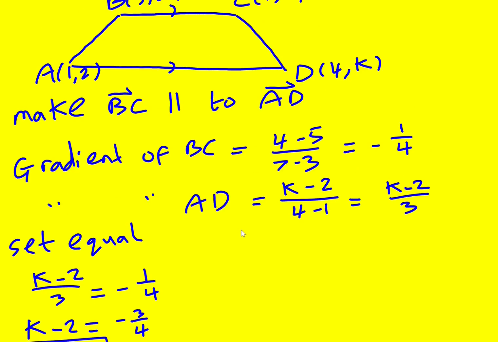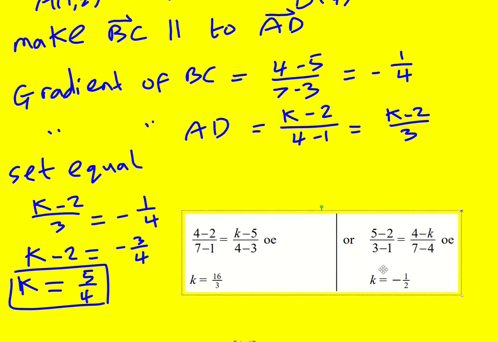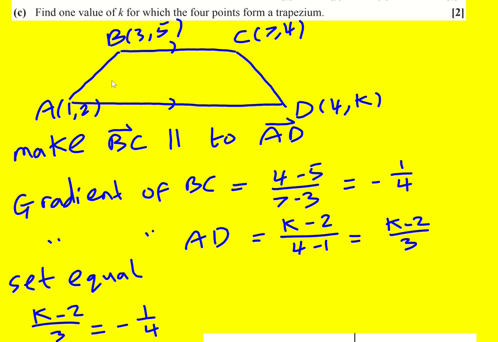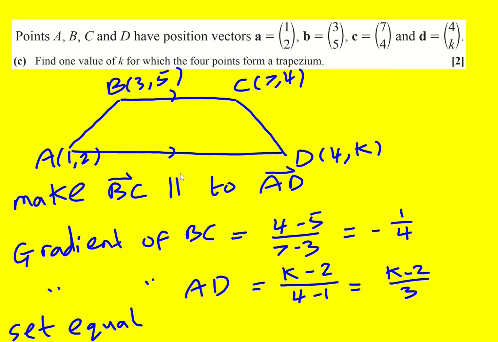If you'd chosen some of the other sides to be parallel, then you could have got these answers. So, if you didn't get 5 over 4, it might be right. 16 over 3 is an alternative, or minus a half. And it will all depend on which pair of sides you are making parallel.